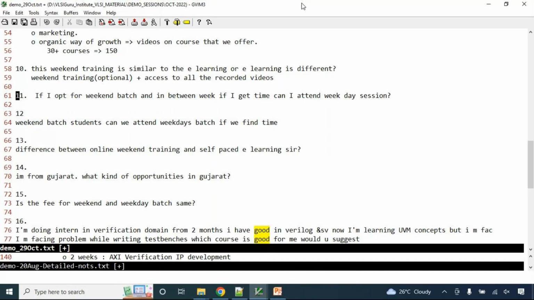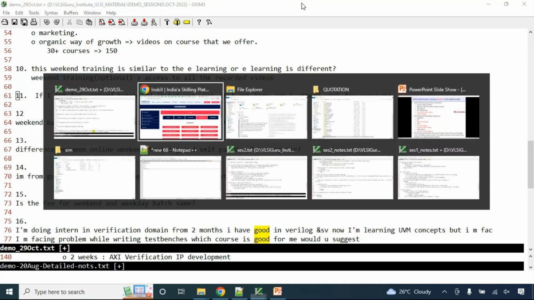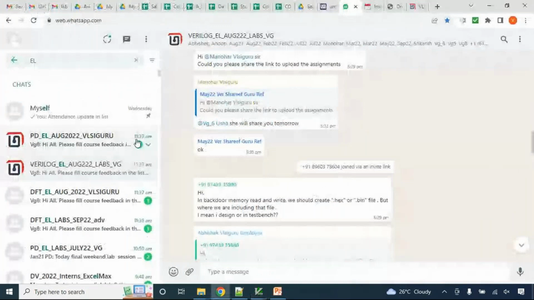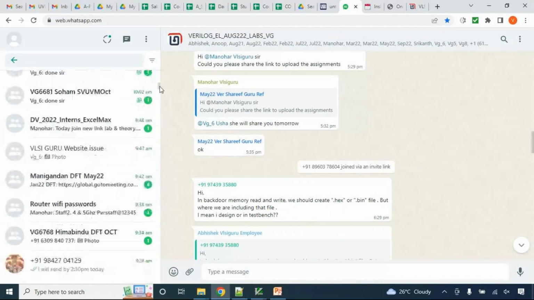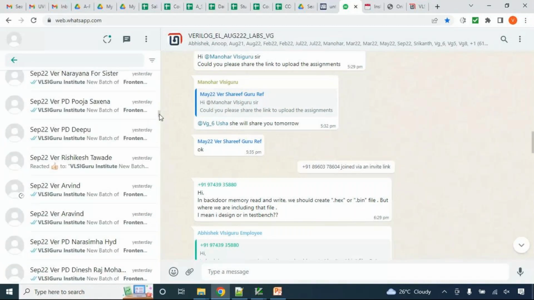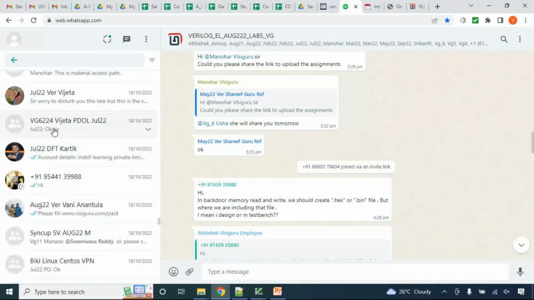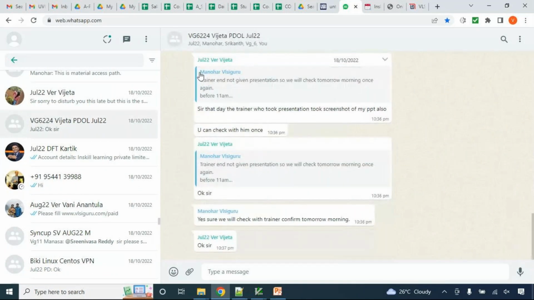See, what we are going to do is, for every student we create one individual WhatsApp group, and there you get all the support. There will be a group for each student. In that group you can post your questions, whatever support you require, and the trainer will respond to all of it. It can be technical, non-technical, anything.